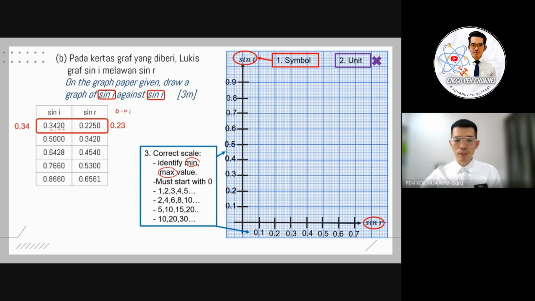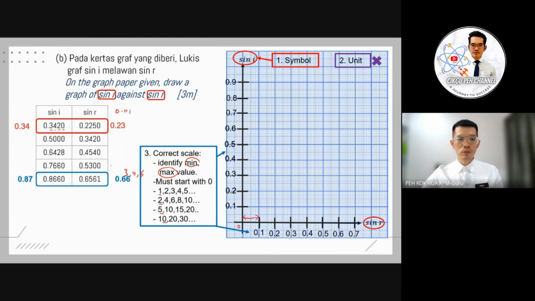So second, you must make sure that your graph starts with 0. And the scale must be 1 unit equal to a 1 multiple, 2 multiple, 5 multiple, or 10 multiple. So here 0.1 is considered as the 1 multiple. So you are not allowed to give a 3 multiple, 4 multiple, or 6 multiple scale per unit here.